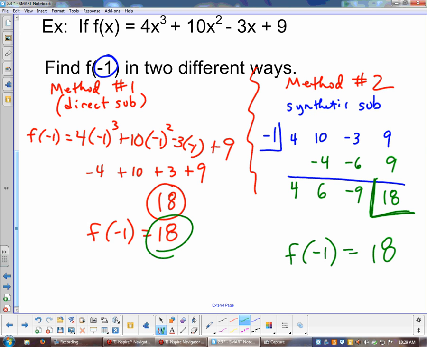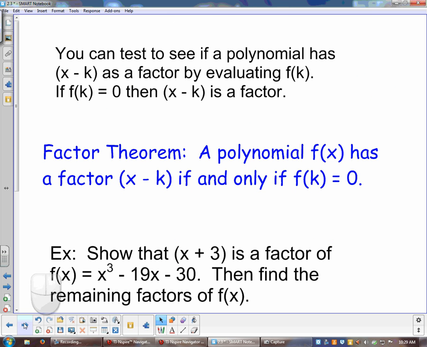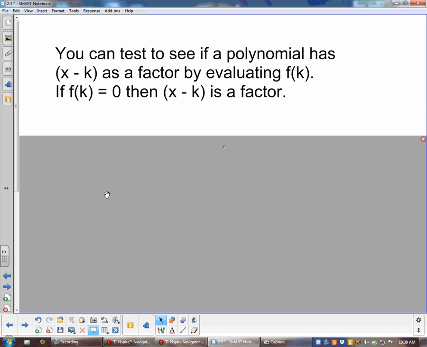All right, and sometimes this is probably faster than plugging in something, you know what I mean? It could be faster. Anyway, it's just another method. Sydney? Can we use that one all the time because there's no limitations on it? All the time, yeah, all the time. Okay, no limitations. So you can test to see if a polynomial has x minus k as a factor by evaluating f of k, either with direct substitution or synthetic substitution. And if f of k is equal to 0, then x minus k is a factor.